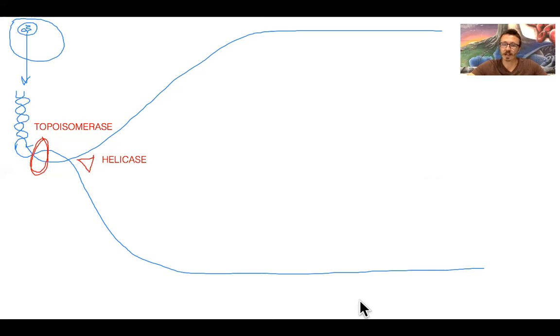Now, what happens next? Well, all along our DNA molecule, we would have exposed, and I'm just kind of randomly throwing some letters down.